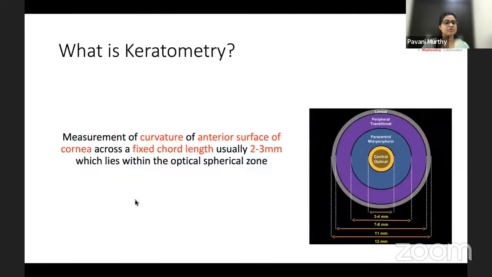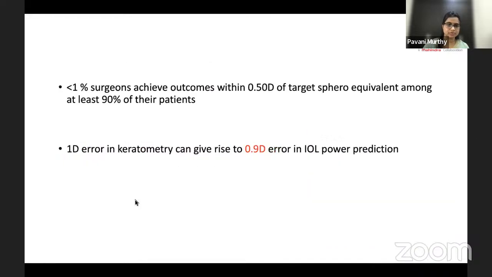So we come to the topic of keratometry now, which is the measurement of the curvature of the anterior surface of the cornea along a fixed chord length, usually 2 to 3 millimeters, which lies within the optical spherical zone. As we'd already seen, less than 1% of the surgeons can achieve around plus minus 0.5 diopters of their target spherical equivalent in more than 90% of their patients. A 1 diopter error in keratometry can lead to almost 0.9 diopter error in IOL power prediction.